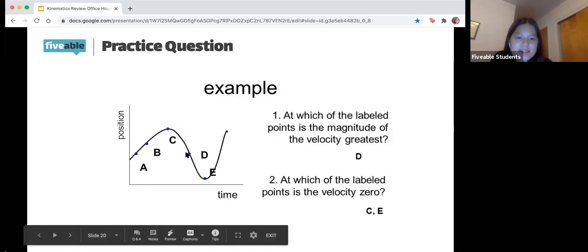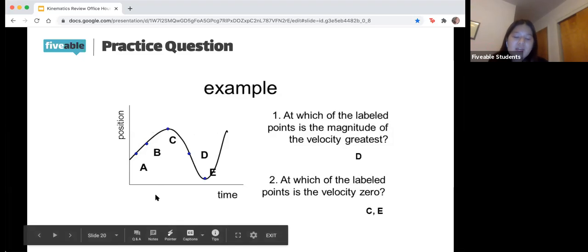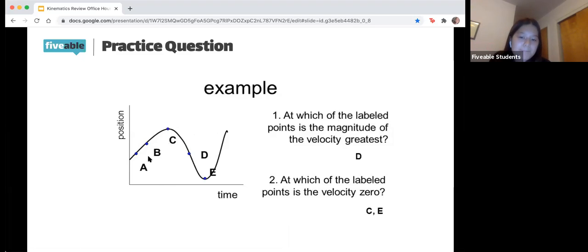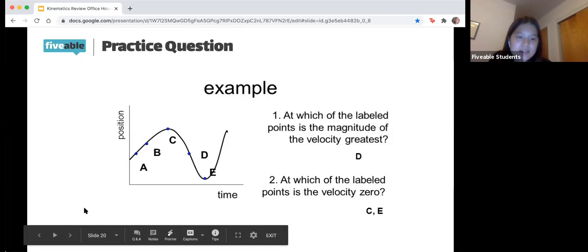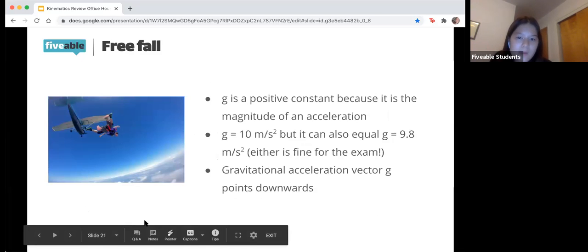That is the steepest tangent line out of the 5. And then, which is velocity 0? Remember, it's just the slope, so you draw the tangent lines. It's not asking when position is 0, it's asking when velocity is 0. That is when your tangent line is going to be horizontal, because change in y over change in x is 0. And that's going to be C and E. So that's the graphical one.